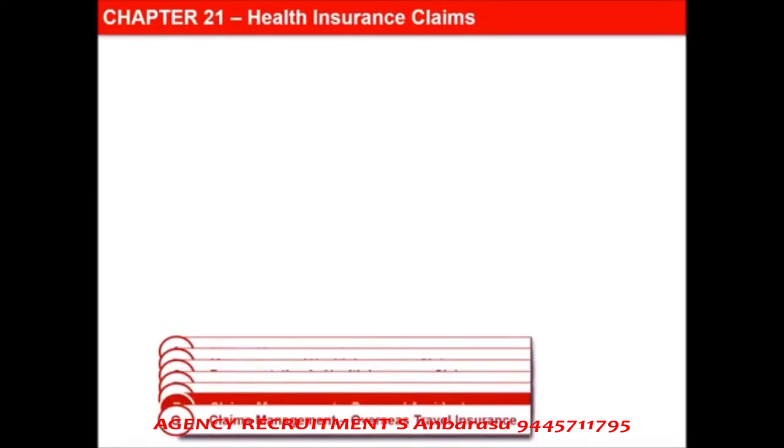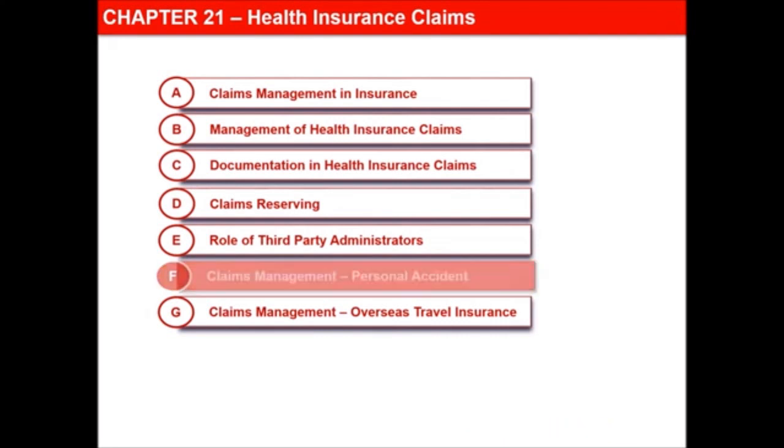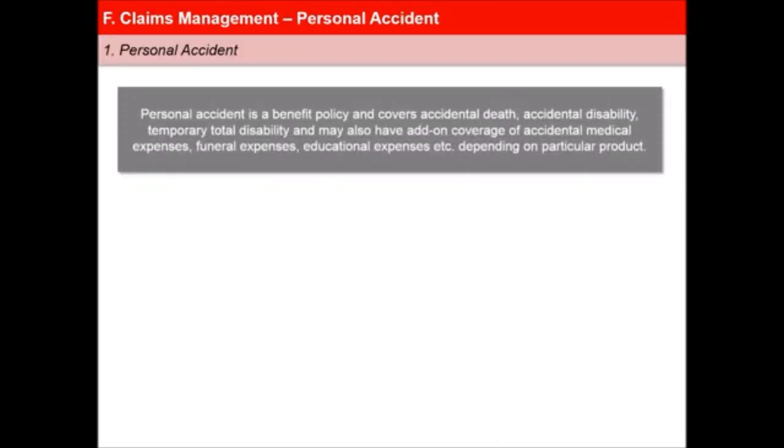In this next video of the lesson, Health Insurance Claims, we will learn about claim management for personal accident. Here we will cover the following topics. Personal accident is a benefit policy that covers accidental death, accidental disability, and temporary total disability, and may also have add-on coverage of accidental medical expenses, funeral expenses, educational expenses, etc., depending on the particular product.